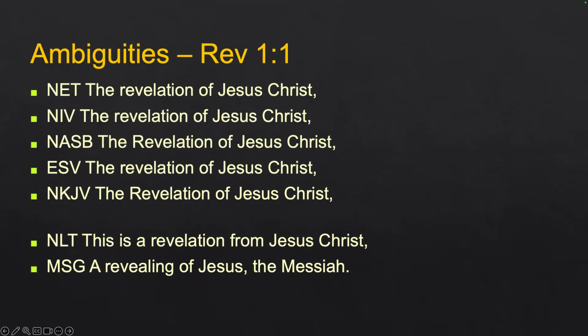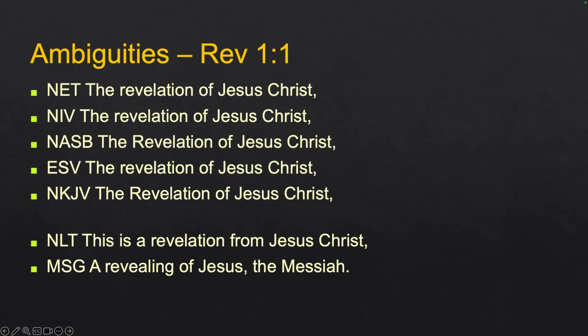Now, here's a place where it talks about the revelation of Jesus Christ. Is this the revelation about Jesus Christ or the revelation from Jesus Christ? And the answer is yes. So this is a place where using of for the genitive actually leaves it ambiguous and it works. So that happens sometimes, and that's what we've done. But notice the NLT, they took a side. They said it's the revelation from Jesus Christ. And the Message says it's the revealing of Jesus, the Messiah. So they lost the ambiguity there.